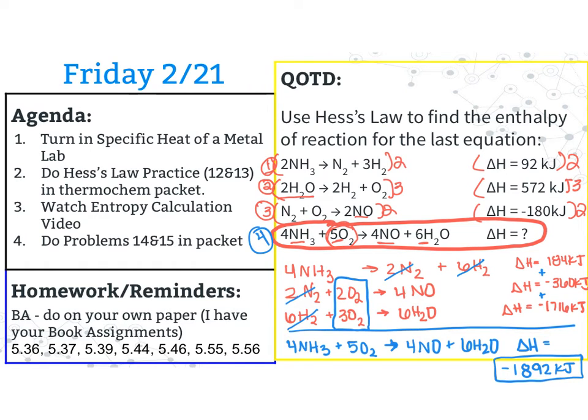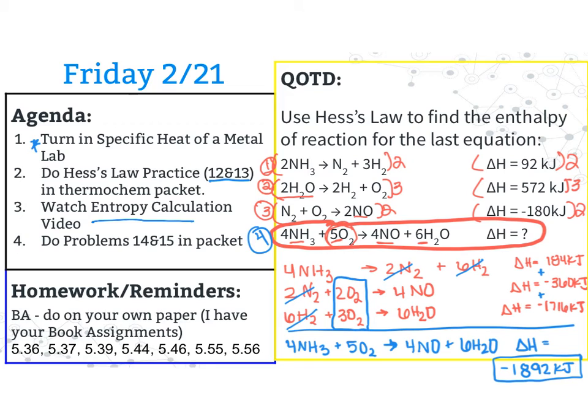Okay, so you guys, there's kind of 3 things that I want you to do today. So hopefully you've turned in your specific heat lab. If you have questions, I'll be back Monday. So you're going to start by doing 2 more of these Hess's Law practice problems. So it's numbers 12 and 13 in your thermochem packet, and that we've been working in all week. Then you are going to watch the entropy calculation video. So yesterday I said there's one more way to calculate this entropy value. So you're going to do that.